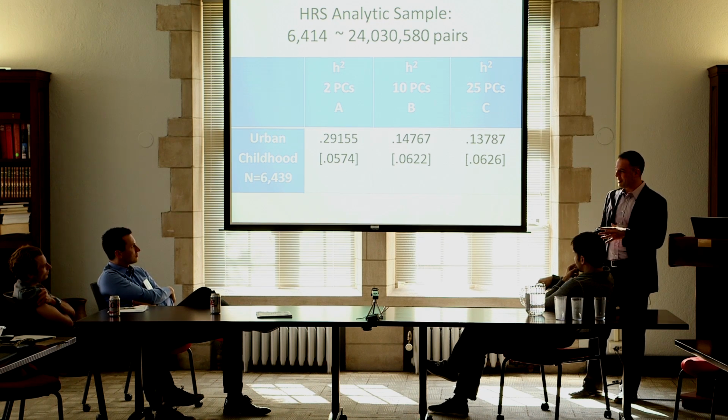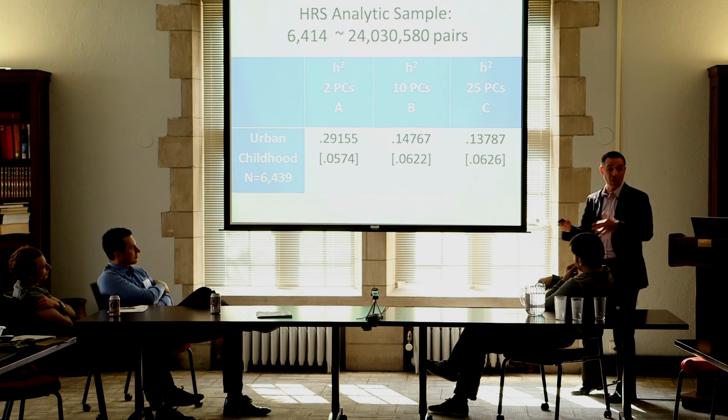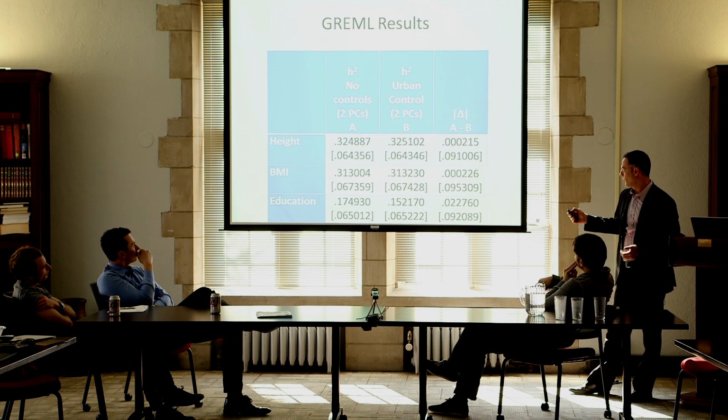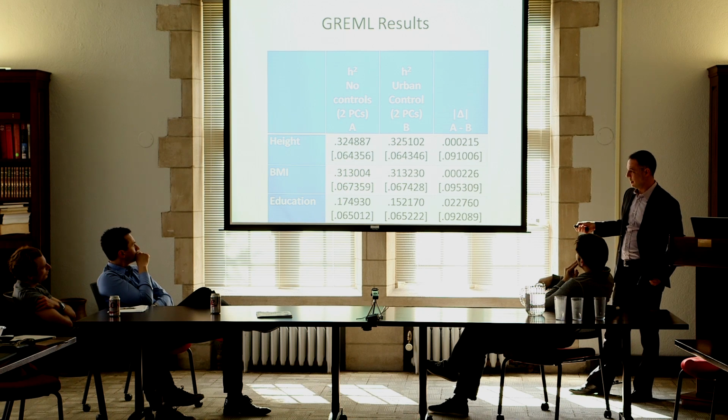So I think the problem with PCs is that there's never going to be enough, or maybe you're over-controlling. So we do another exercise. We do the traditional GREML analysis of height, BMI, and education, and we get lower estimates than Visscher did. But when we control for that very sloppy proxy variable of childhood environment, granted it's a very weak test, we don't find any meaningful change. Education goes down a bit. It's not significantly different, but it goes down from 17% heritability to 15% heritability.